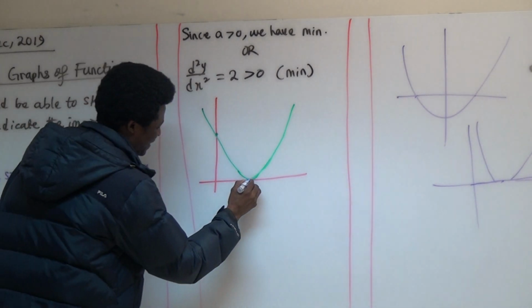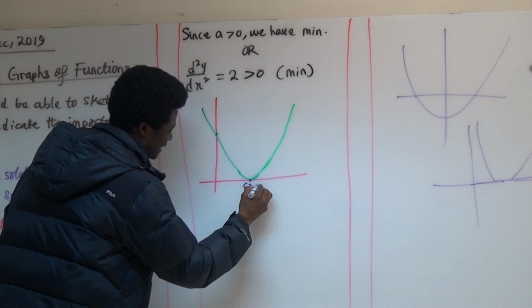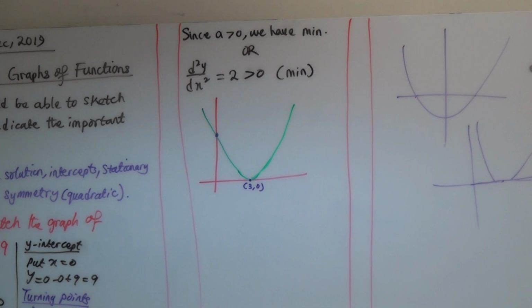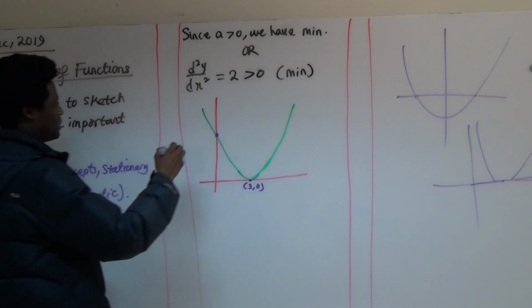Alright, so what is this point? 3, 0, yes? What's this point? 0, 9.